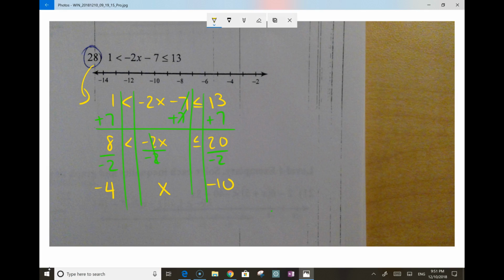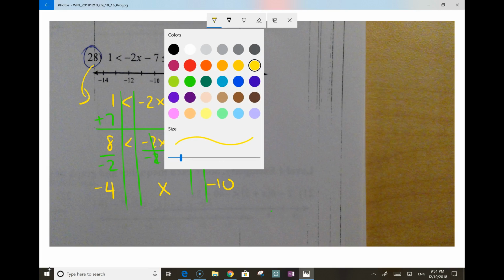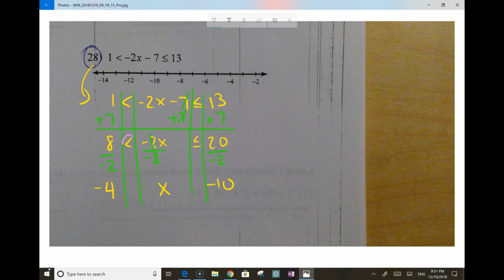But remember, when you divide with a negative number, or you multiply both sides with a negative number, the inequality reverses its direction. So this over here is now going to change, and this over here is also going to change. So they are now going to face in the direction opposite of what they were before, like that.